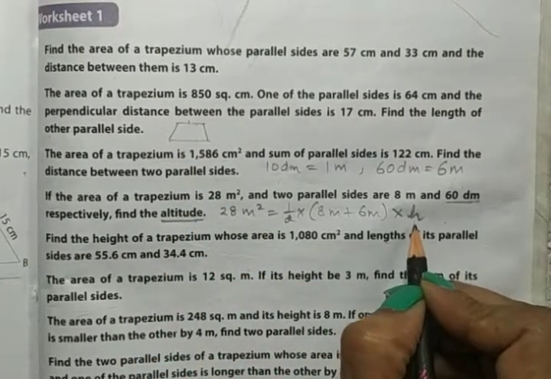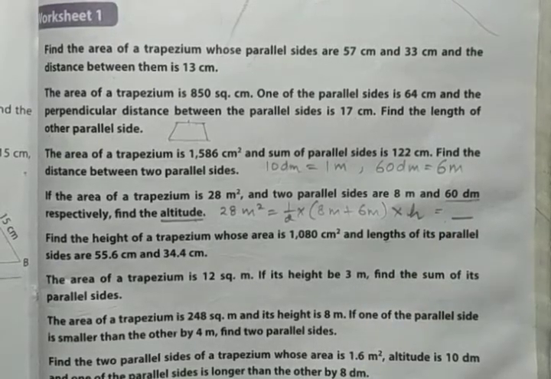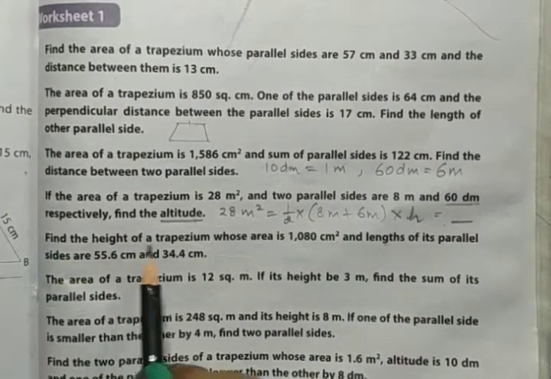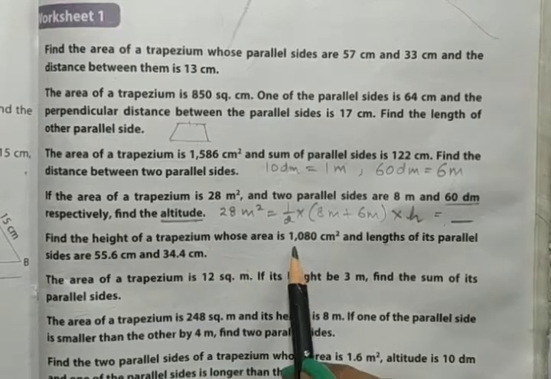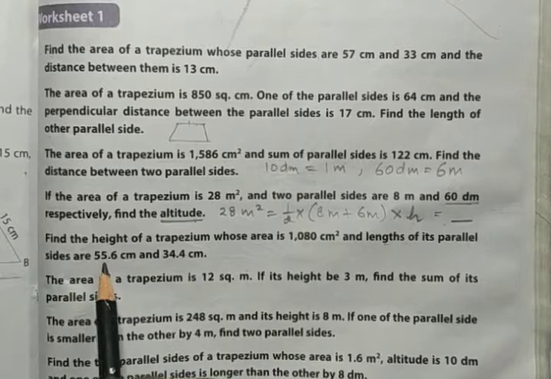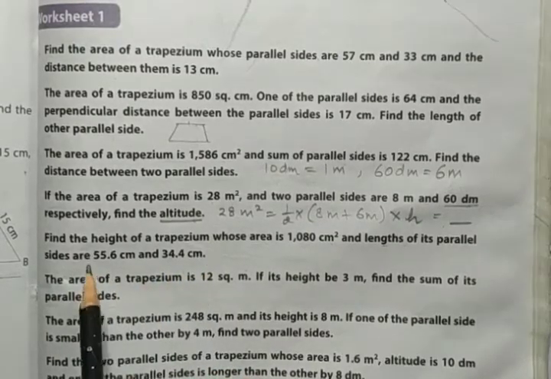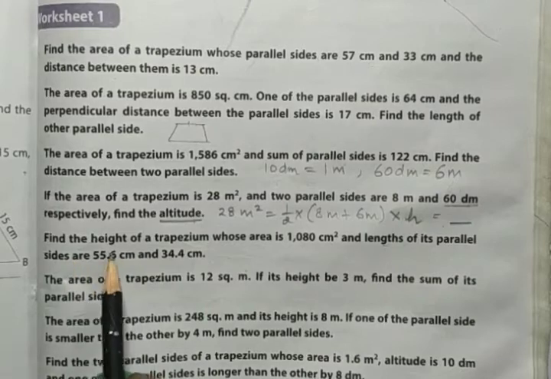Now find the value of h by cross multiplication and get the answer. Question number 5. Find the height of a trapezium whose area is 1080 centimeters square and lengths of its parallel sides are 55.6 centimeter and 34.4 centimeter. By using the formula, you can easily find the height of this trapezium.